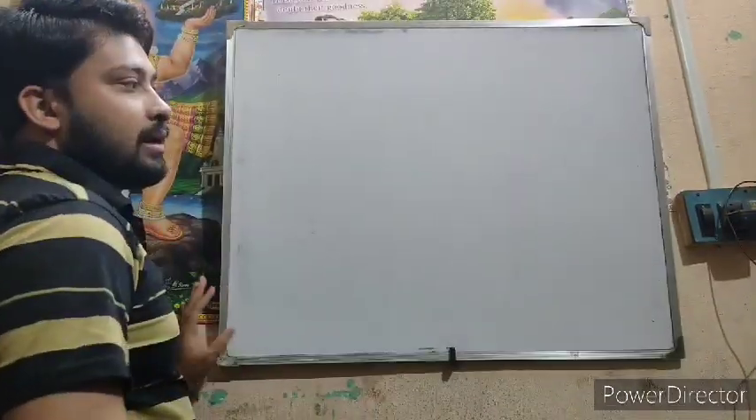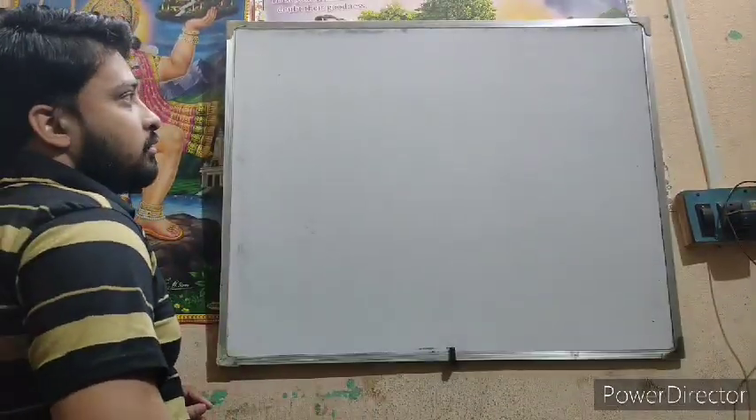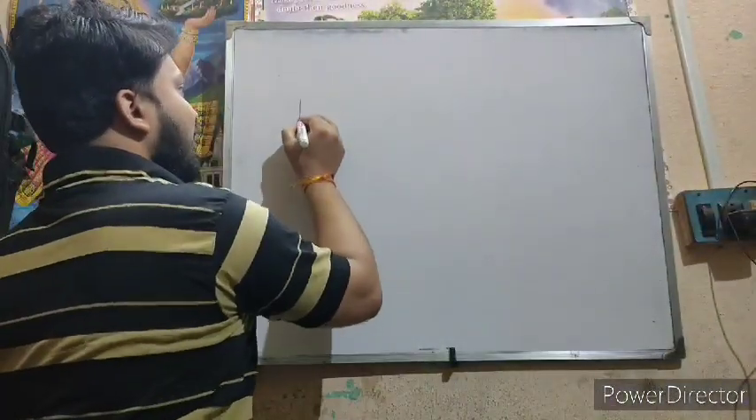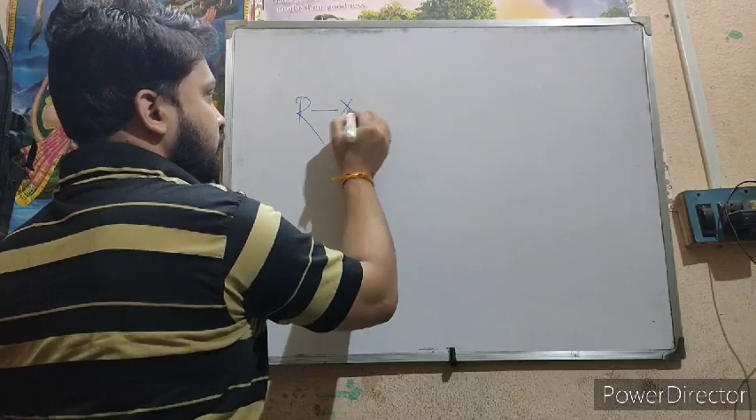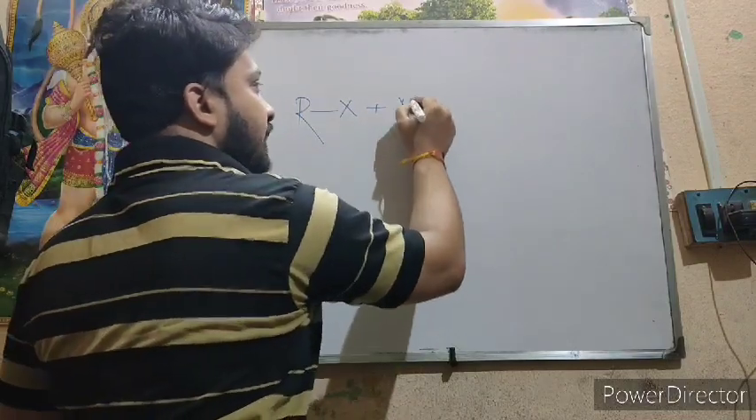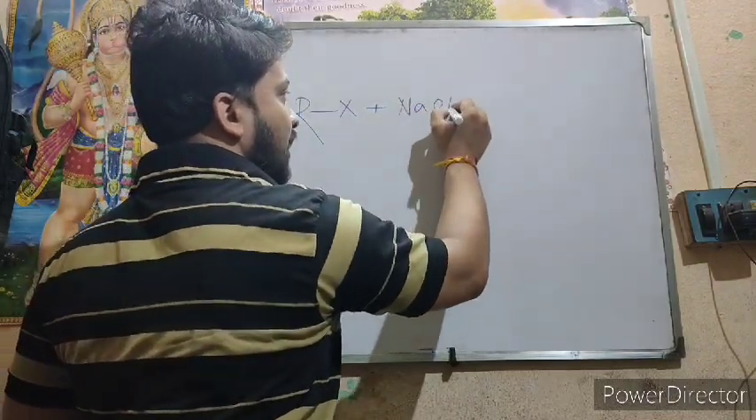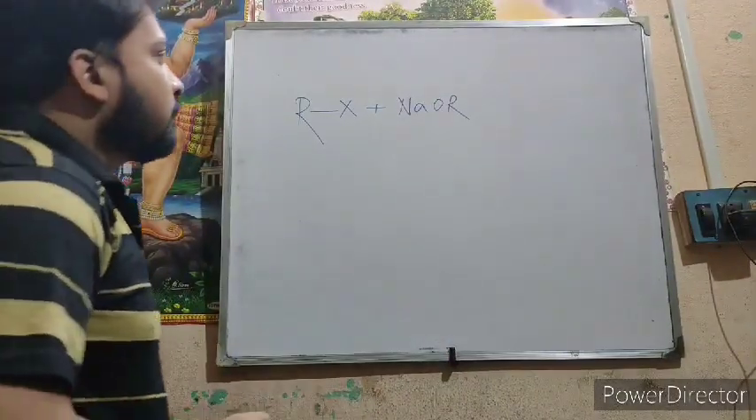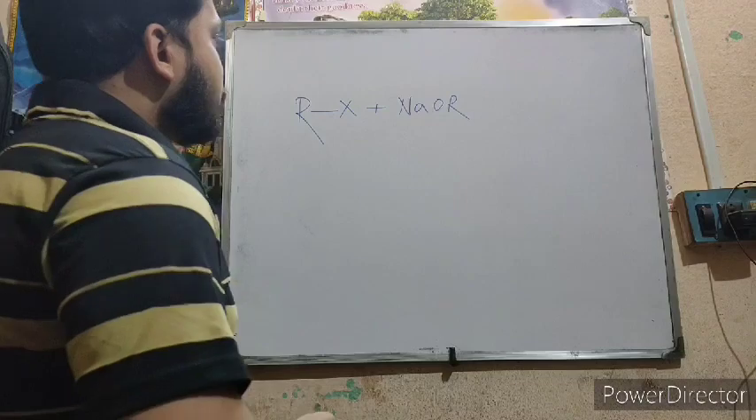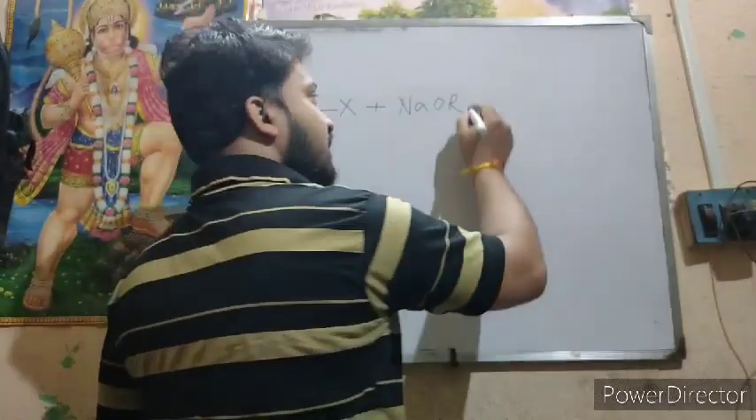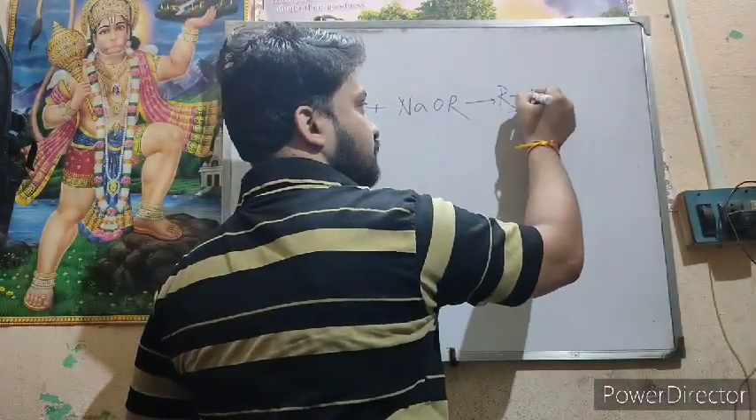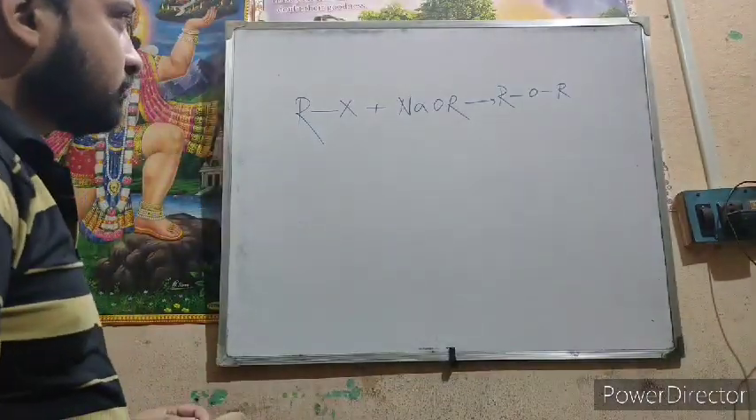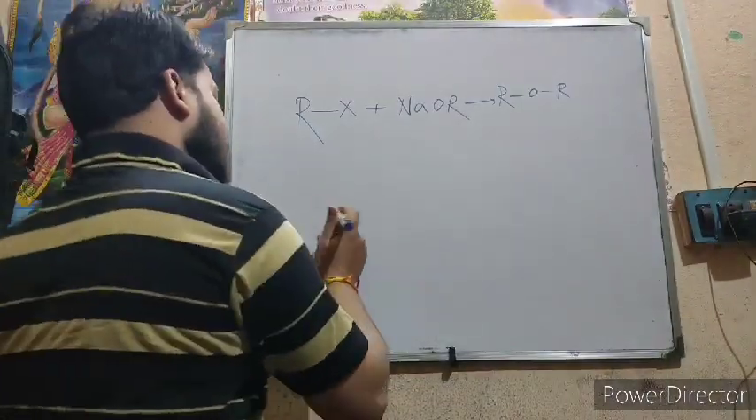Williamson synthesis: if you react RX with sodium alkoxide, NaOR, you get the ether ROR. This is the Williamson synthesis.